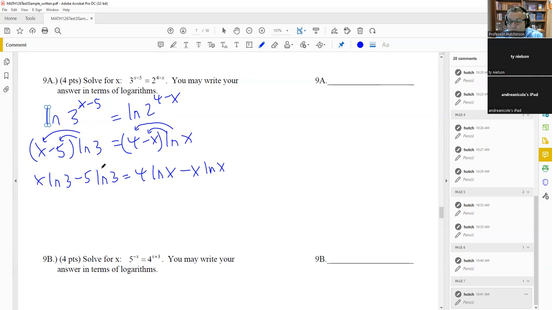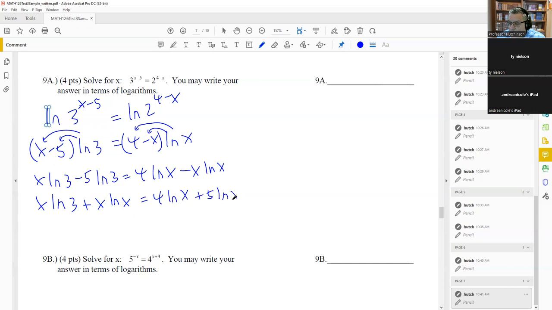The goal on this problem is to bring all the x's to one side. So I have x ln 3 plus x ln x there, because when you bring it over, it turns into the opposite sign, so it's plus. This other one that doesn't have an x, I'm going to move over to the other side. So I have 4 ln x plus 5 ln 3 right there.